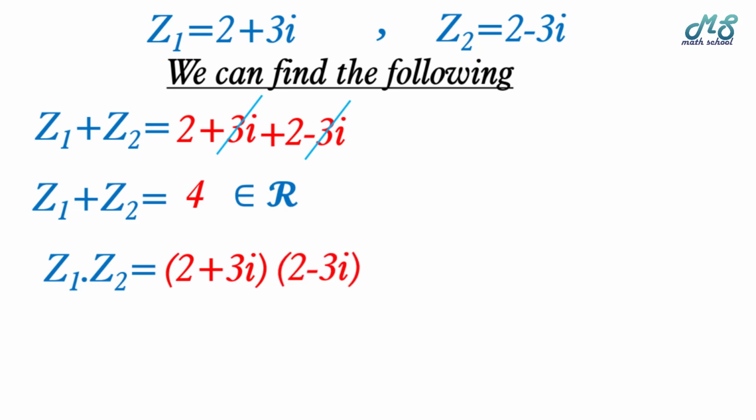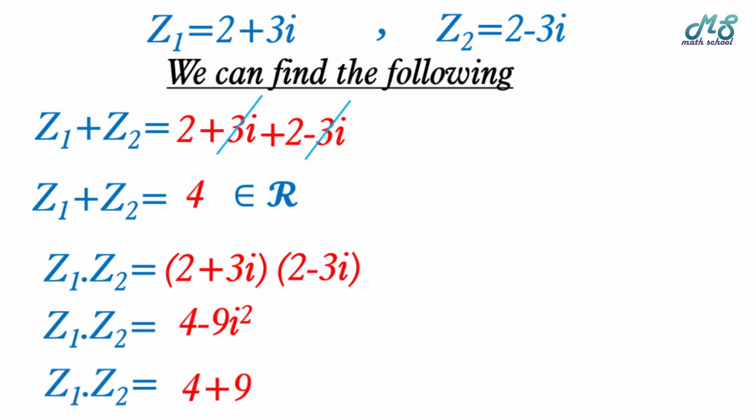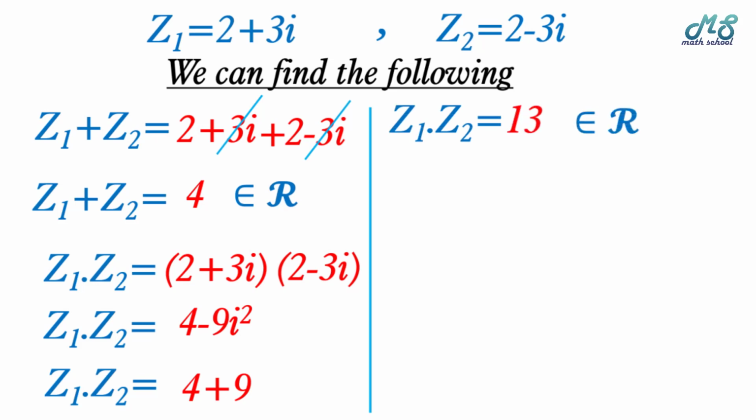Now sum times the difference will be the square of the first minus the square of the second. It will be 4 minus 9i squared, but we studied before that i squared equals negative 1. Now negative 1 times negative 9 equals 9. Now the product will be 4 plus 9 equals 13. 13 is what, guys? It is a real number. We can find the difference easily.